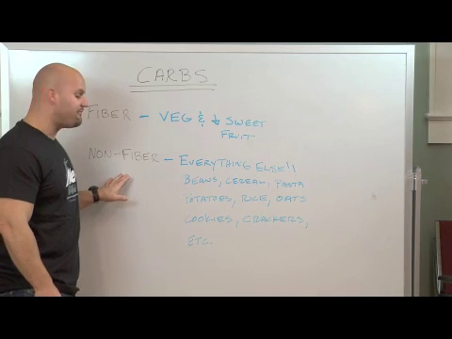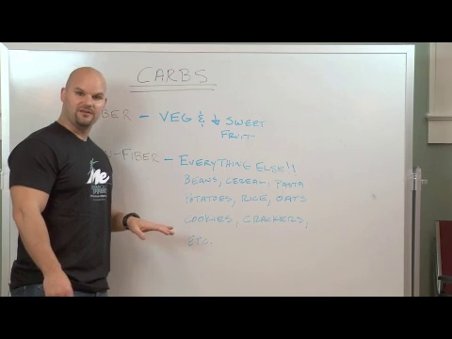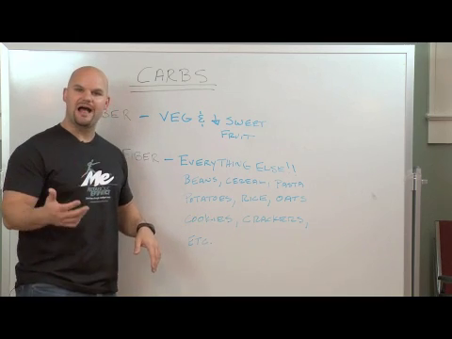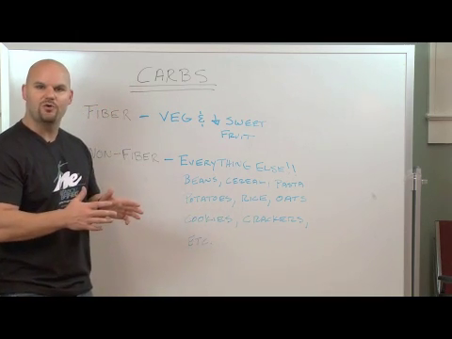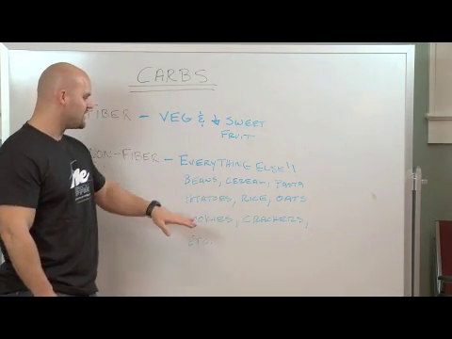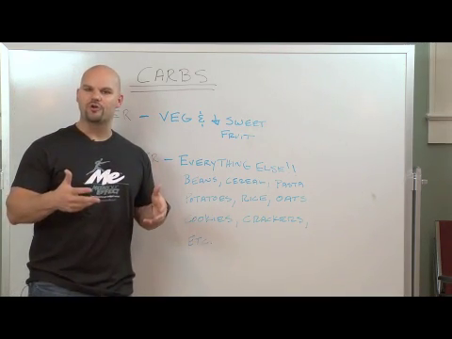Now here are the non-fiber carbs. The non-fiber carbs are everything else. Beans are a non-fiber carb. Cereals, non-fiber. I don't care if you're doing Kashi Go Lean Crunch or you're doing Fruit Loops. Pasta, potatoes, rice, oats, cookies, crackers, etc. These are all non-fiber carbohydrates.